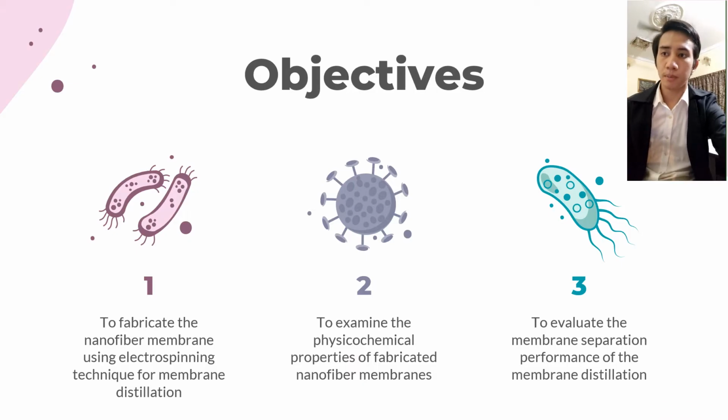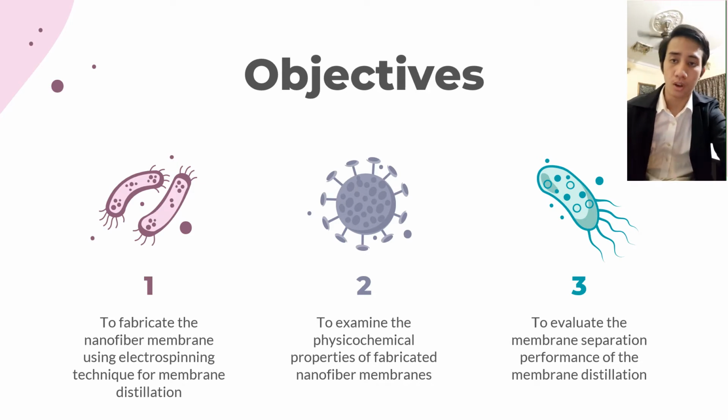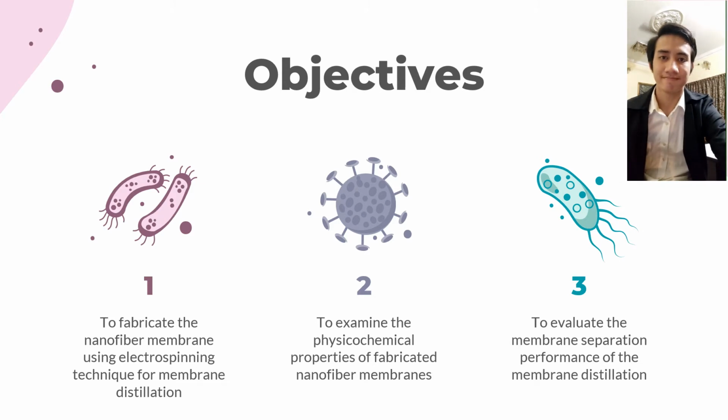Based on the aforementioned research background and problem statements, the objectives of this study are: first, to fabricate the nanofiber membrane using electrospinning technique for membrane distillation; second, to examine the physico-chemical properties of fabricated nanofiber membranes; and last, to evaluate the membrane separation performance of the membrane distillation.